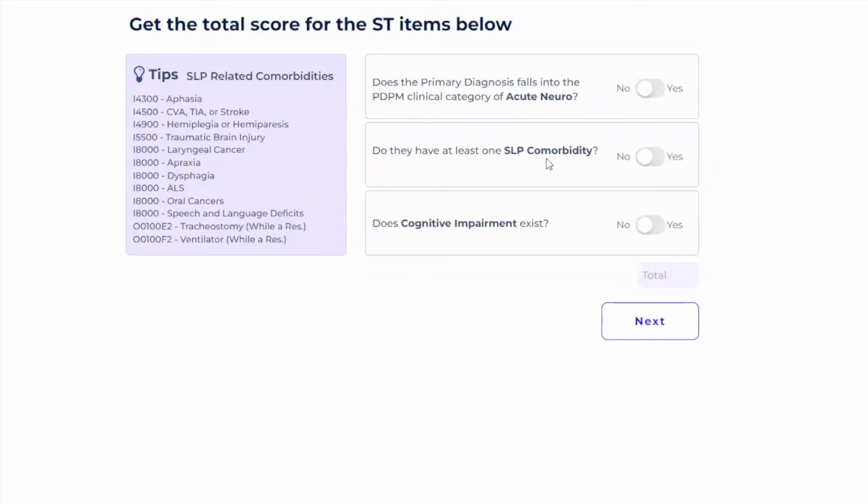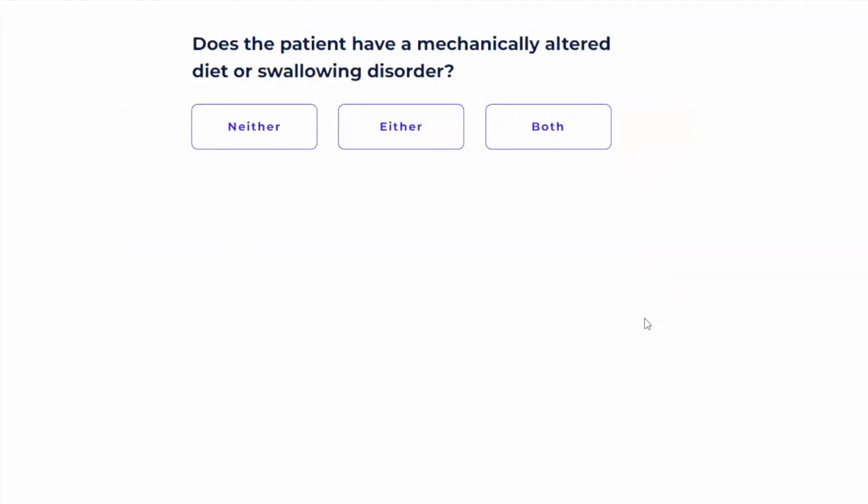Next come the ST questions. For instance, do they have one or more SLP comorbidities? I can put yes if they struggle with word choice, for example. And if the BIM score shows cognitive impairment, you just put yes here. The last piece of the PTST here is where you can indicate if they have a mechanically altered diet or swallowing disorder or both. And we're actually done at this point.